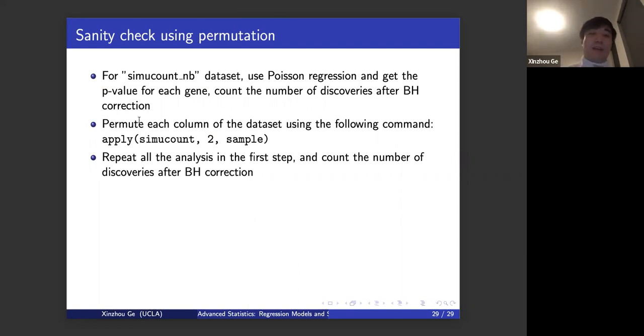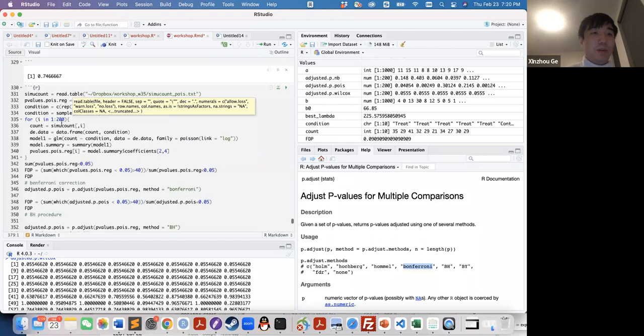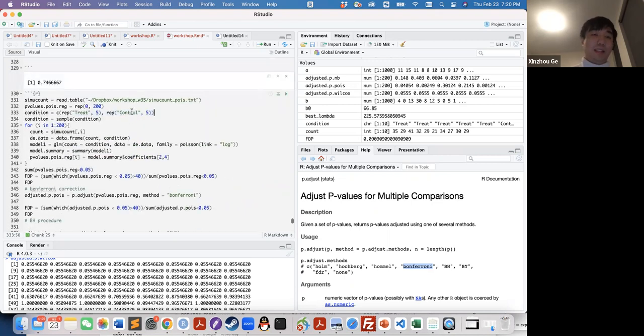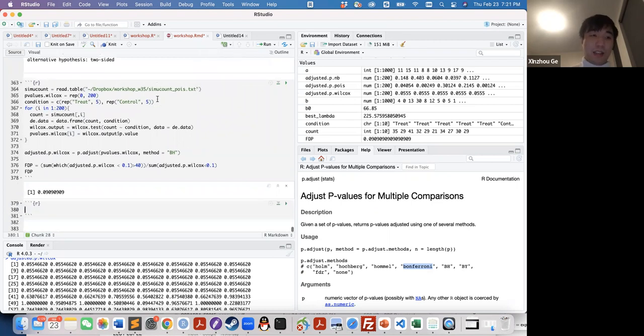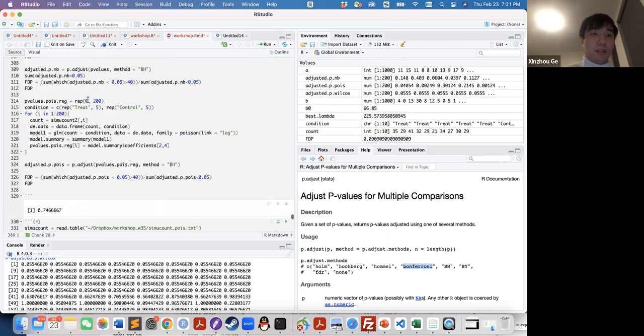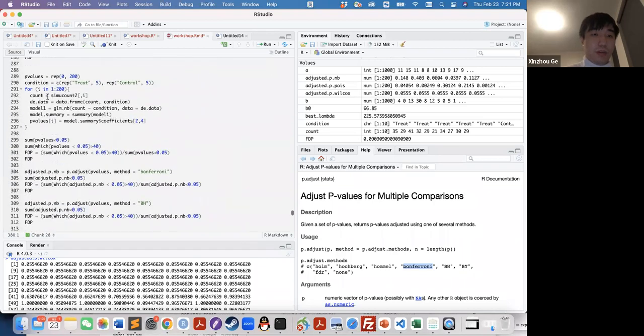In the previous example, I have shown a simple way to do the sanity check, and I just permute the condition. This is one way, and that is a simple way. And here I'd like to introduce a better way to do the sanity check, and this is to permute every gene separately. So I'd like to use the second dataset, the negative binomial dataset, as an example to see how the sanity check can be used.